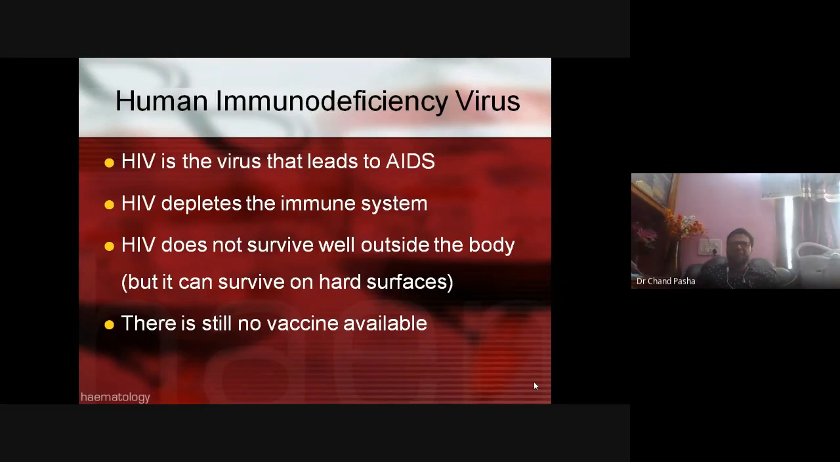Basically, outside the immune cells, the T and B cells, it does not survive. It will not survive on hard surfaces because there is a fatty membrane around the virus, like your coronavirus. The oily membrane is there over the HIV virus as well as the coronavirus, so they do not survive for a long time on hard surfaces. Even sunlight kills them easily. And for HIV, there is no vaccine available.